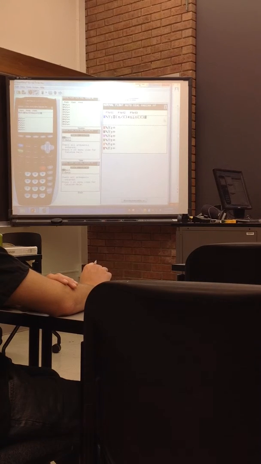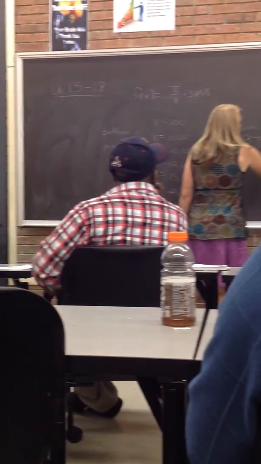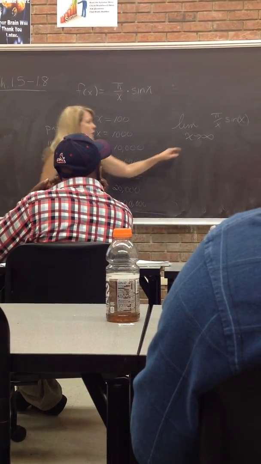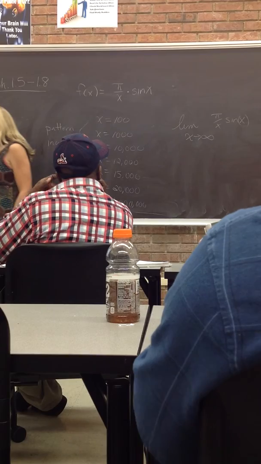Okay, so I've graphed it. I'm going to use the table, but think about the problem that we're doing. We're finding the limit as x goes to infinity. So when I use my table, I want to think about x going to infinity.